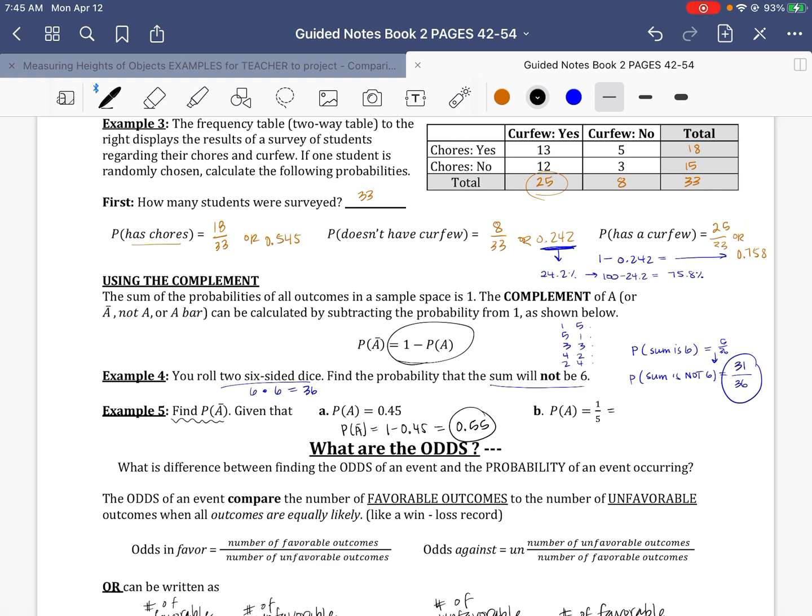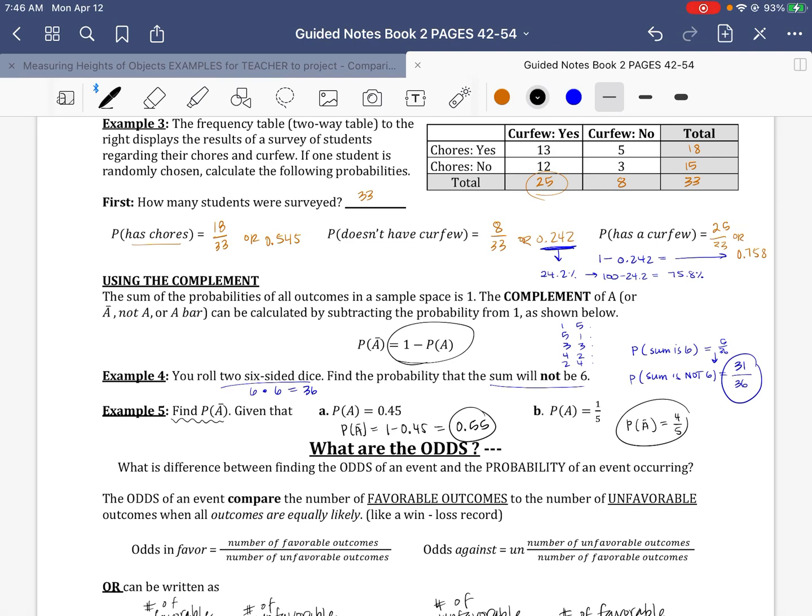Would be what we're looking at. As a fraction, again, if the probability of A occurring is 1/5, then the probability of A not occurring is the other 4 out of 5 times, or in other words, 1 minus 1/5, which would be 4/5.